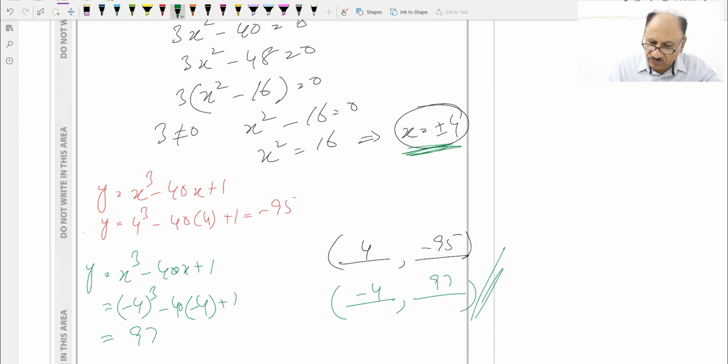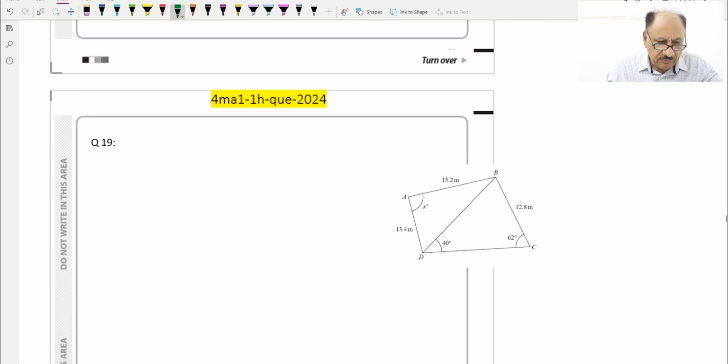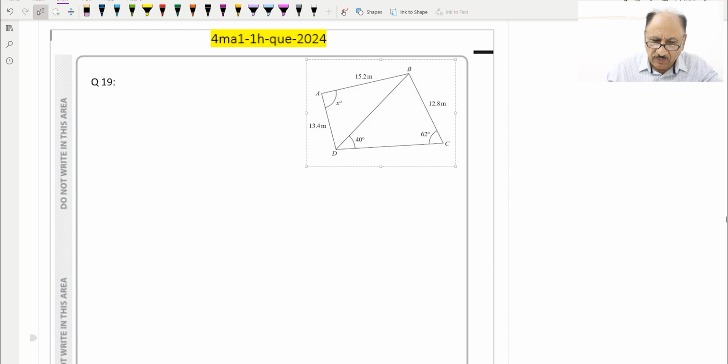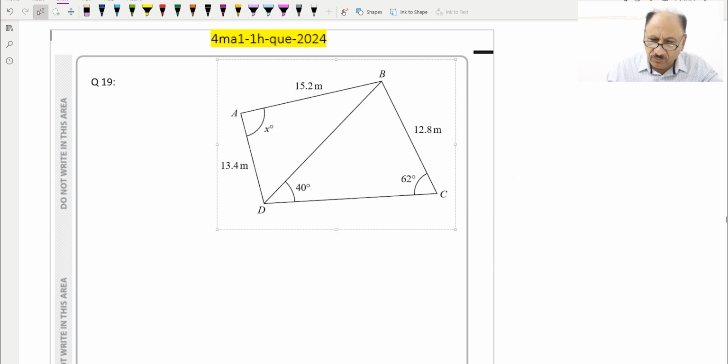So question 18 is 5 marks. So this one, 5 marks per question, which we have done. Hopefully you understood this. Now question number 19, a diagram is provided which is not to scale, which is a quadrilateral, and we can refer to this diagram. They are saying work out the value of x. So the value of x is required.